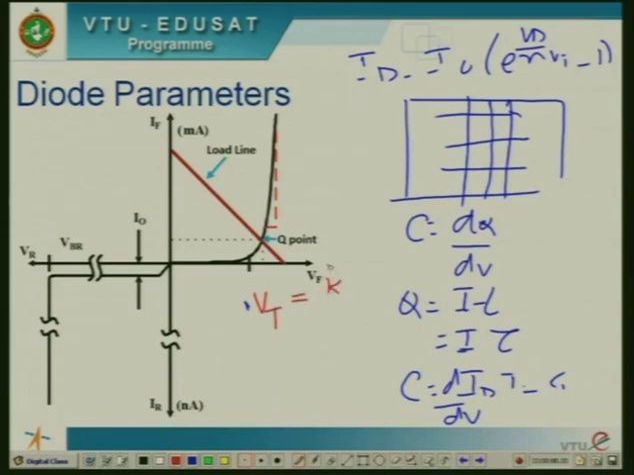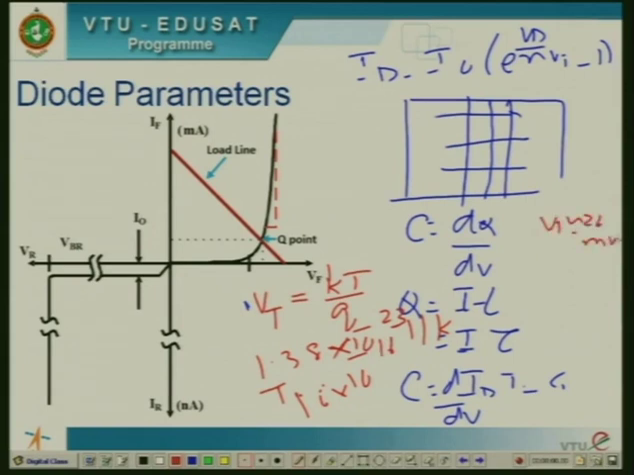K T by Q, where K is the Boltzmann constant. This value is equal to 1.38 into 10 to the power of minus 23 joules per degree Kelvin, T is the temperature in degrees Kelvin, and Q is the charge of an electron or a hole, which is 1.6 into 10 to the power of minus 19 coulombs. Then at room temperature, V t is approximately equal to 26 millivolts. As the temperature increases, V t also increases.